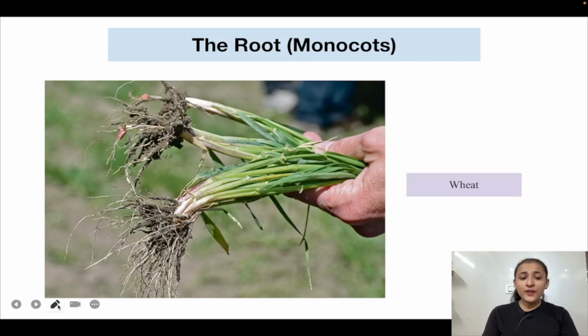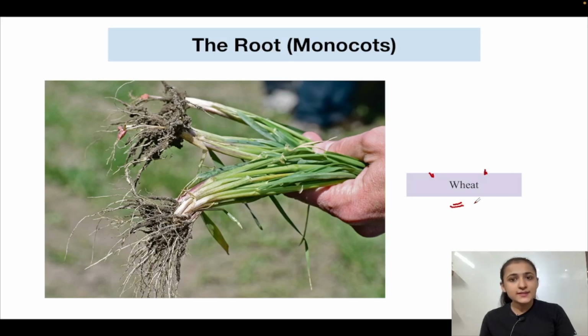Now, one of the very important examples of the monocots is wheat. It is also given in NCERT, so please remember it. It is very important. Both of these examples, mustard and wheat, are important from the NEET point of view. Please remember these examples. So wheat is a monocot plant and it has a fibrous root system.